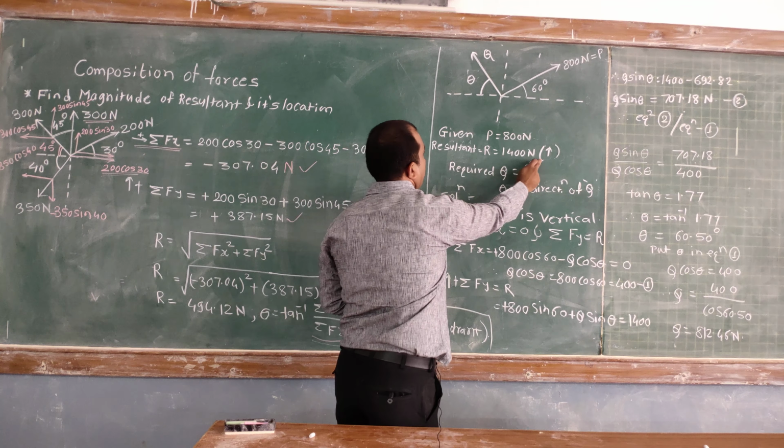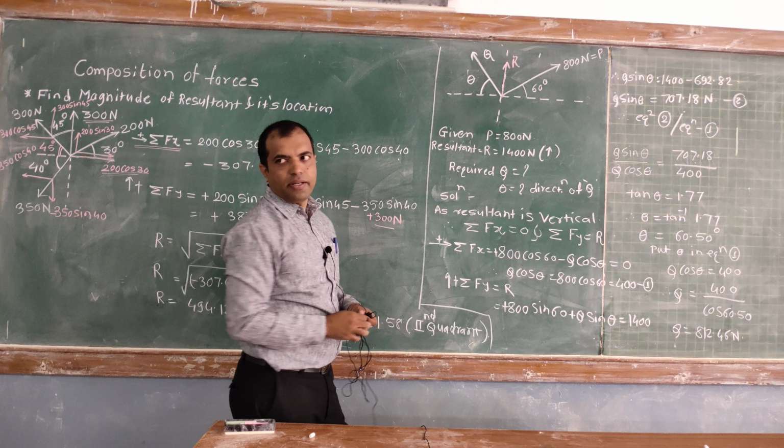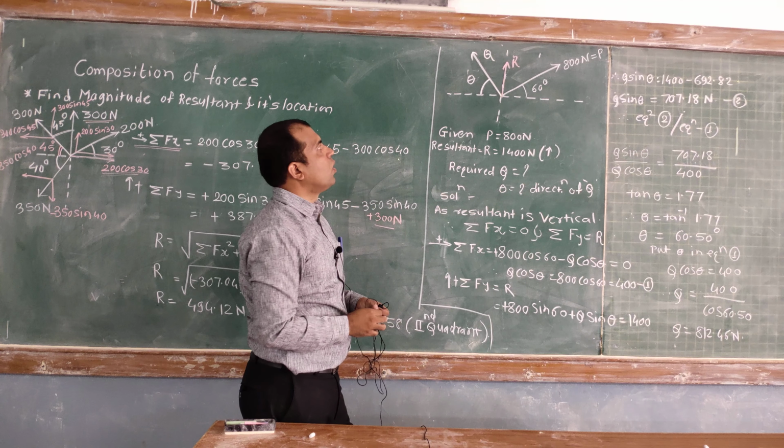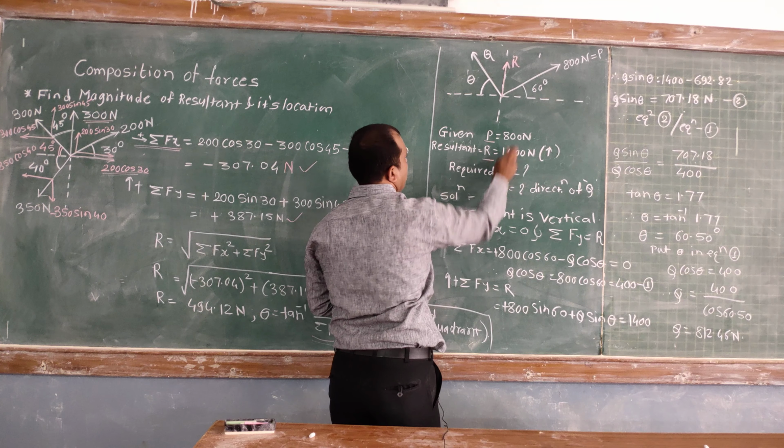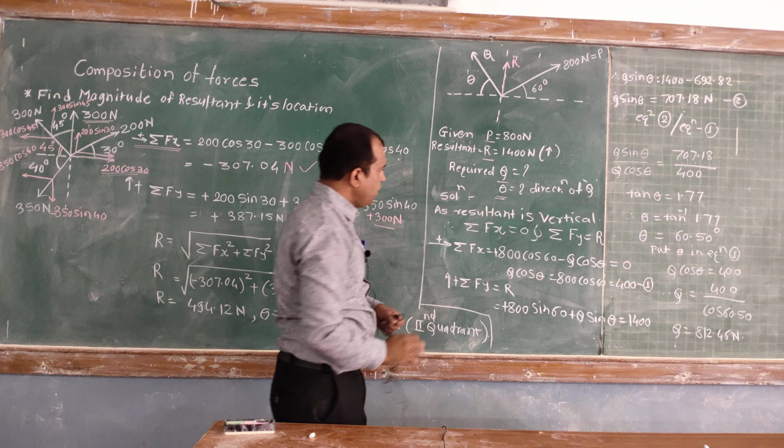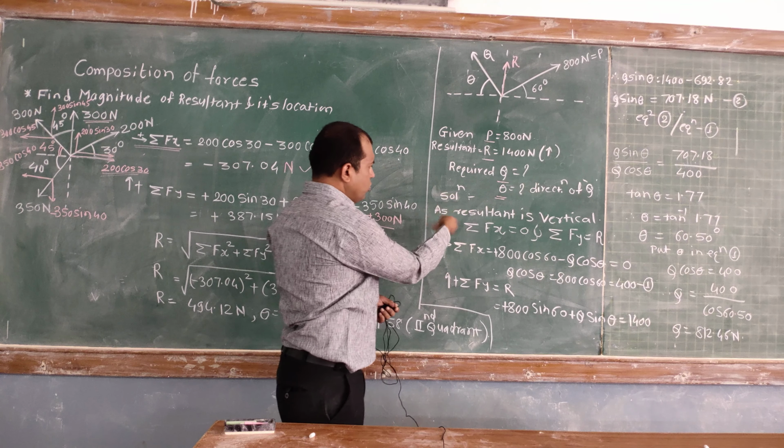R is given, and it is vertically upward. The force Q is given in the second quadrant, and it makes an angle of theta with respect to the negative x direction in the clockwise sense. Now they have asked you to find the value of Q and the value of theta. P and R are given, and both their directions are given. So now how to solve these forces?